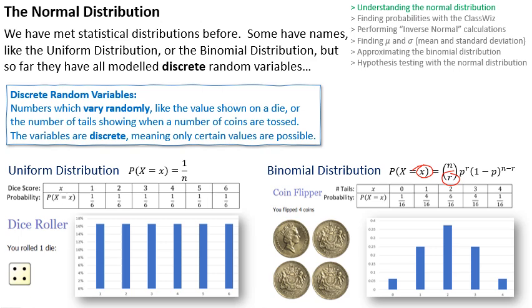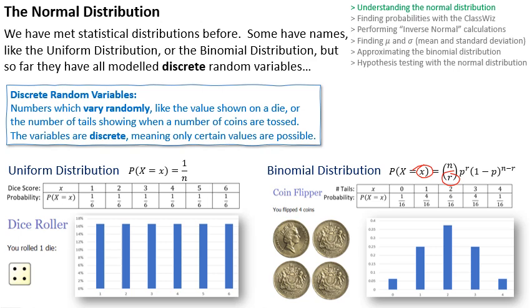However, the variables that vary randomly are discrete variables. That means there are only certain values that are possible. When you toss a coin 4 times and count the number of tails, you can only ever get 0, 1, 2, 3, or 4 tails. If you roll a 6-sided dice, there are only 6 possible outcomes, 1, 2, 3, 4, 5, or 6.